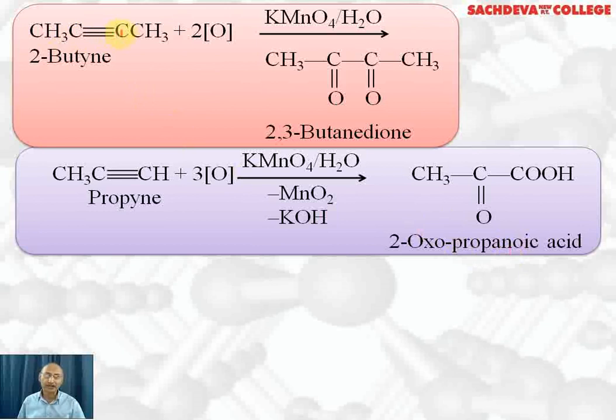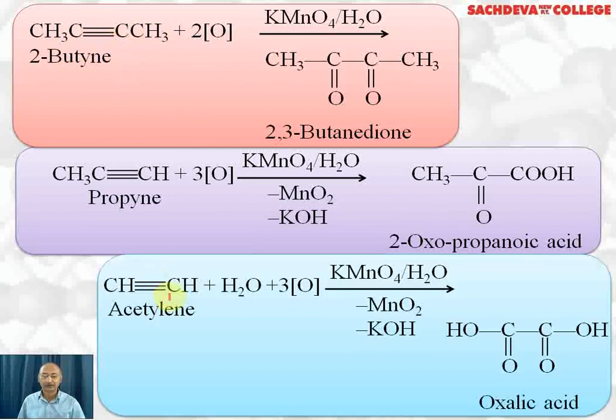Here we had 2 carbons which were attached to the triple bond and alkyl groups. Therefore, this carbon is oxidized to keto. This carbon is also oxidized to keto. We have acetylene. If we want to oxidize acetylene with the help of alkaline KMnO4 or aqueous KMnO4, it results in the formation of oxalic acid. Oxalic acid's IUPAC name is ethane-1,2-dioic acid.